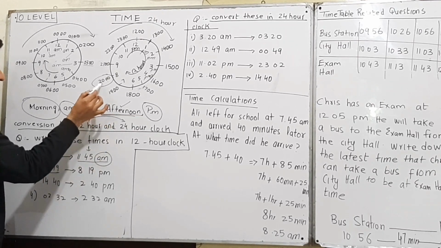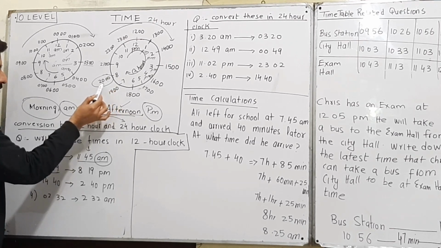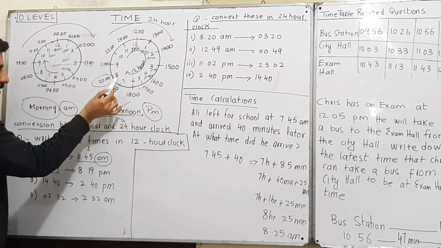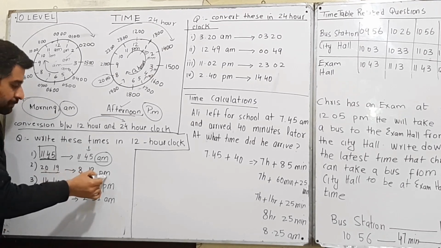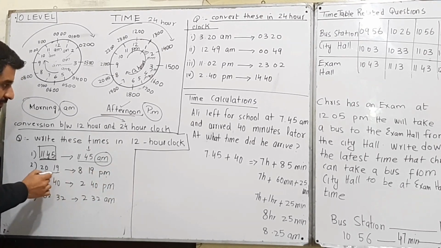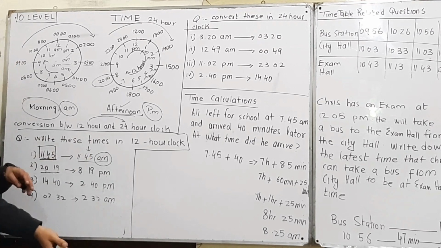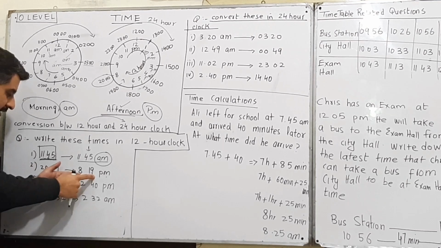So 20 is basically 8 PM. 20 is in 24-hour clock, and 8 PM is in 12-hour clock. So 20:19 is 8:19 PM. When you are more than 12, meaning 13, 14, 15, 16, then you are on the PM side, the afternoon side, and this 20:19 is 8:19 PM.